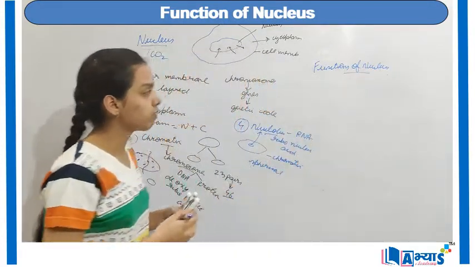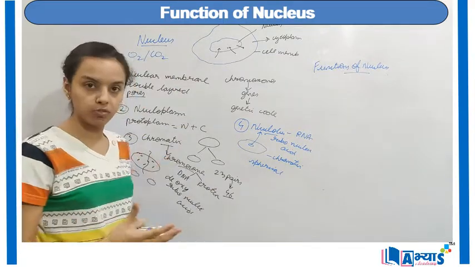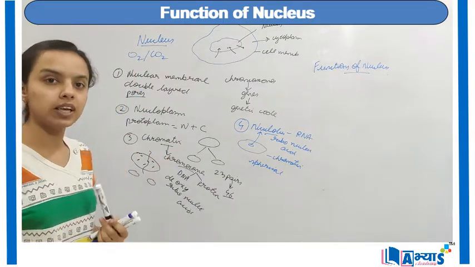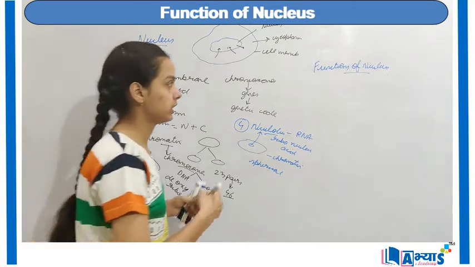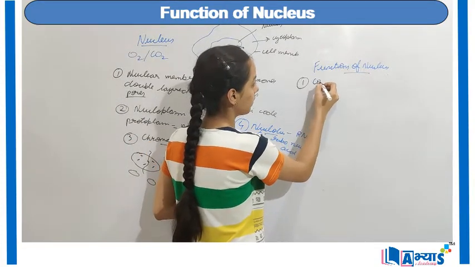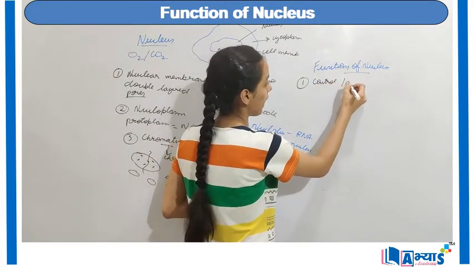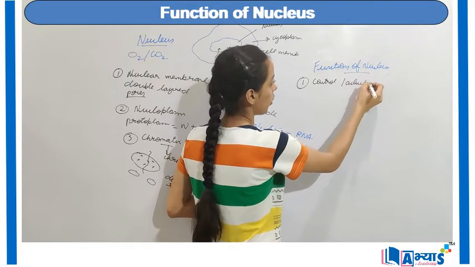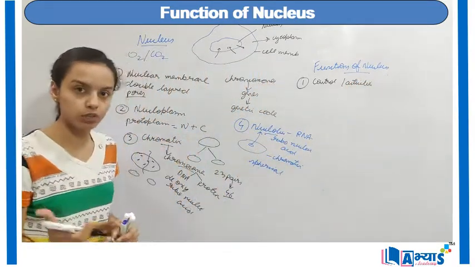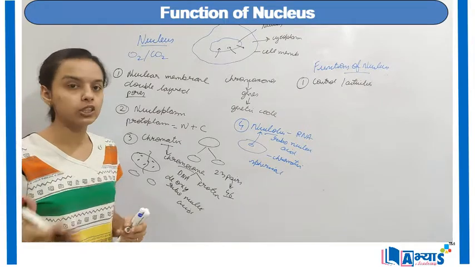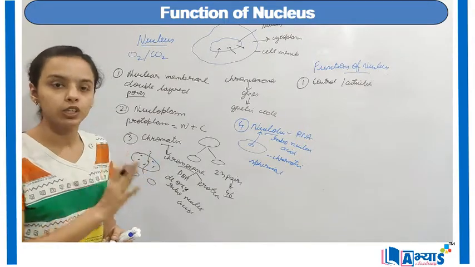So the most important function of the nucleus is that it is a brain of the cell. By the word brain, we mean that it controls all the activities of the cell. So the first function is that it controls all the activities of the cell, like the exchange of gases or the secretion of waste. All is done by the help of the nucleus.